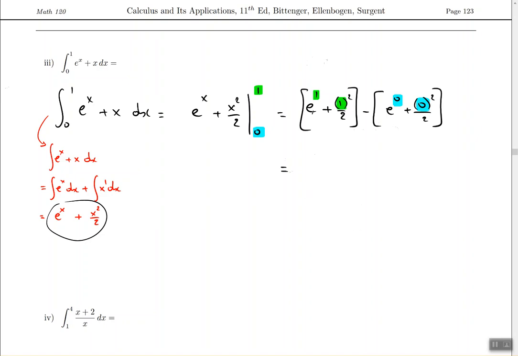So what you're going to do is this. E to the power of 1 is just e. And remember, e is roughly 2.7, whatever. Plus 1 squared, that's going to be 1. Minus e to the power of 0 is basically 1.